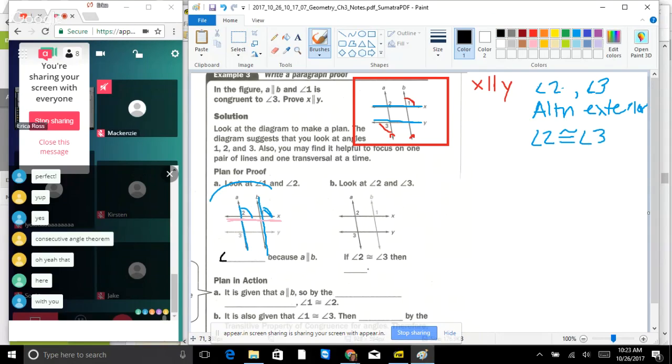I know that angle 1 is congruent to angle 2. Why do I know that? I know angle 1 is congruent to angle 2 because of postulate 15. So if you go back and look at your postulate number 15, it says, if two parallel lines are cut by a transversal, then the pairs of corresponding angles are congruent.